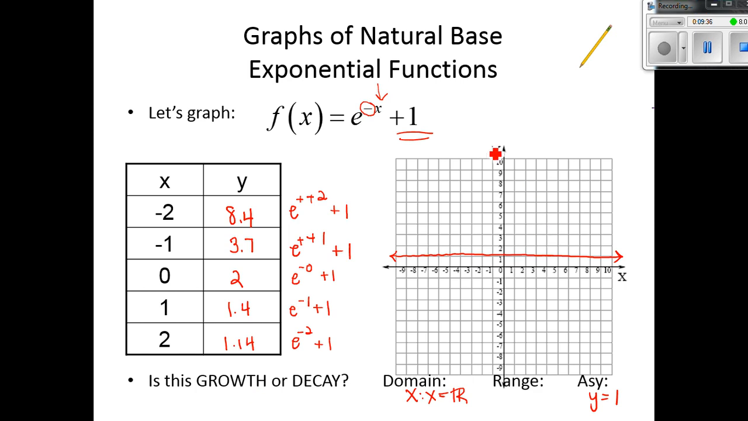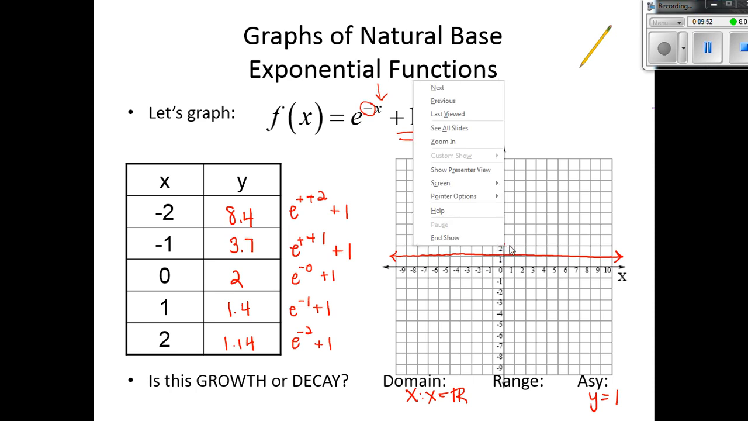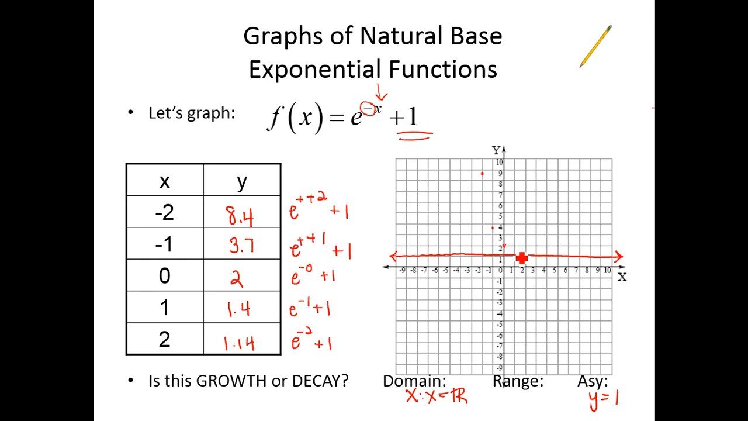So when I graph this, I get -2, 8.4, -1, 3.7, 0, 2, 1, 1.4, and 2, 1.14. Now, what does this remind you of? Hopefully, this reminds you of exponential decay.